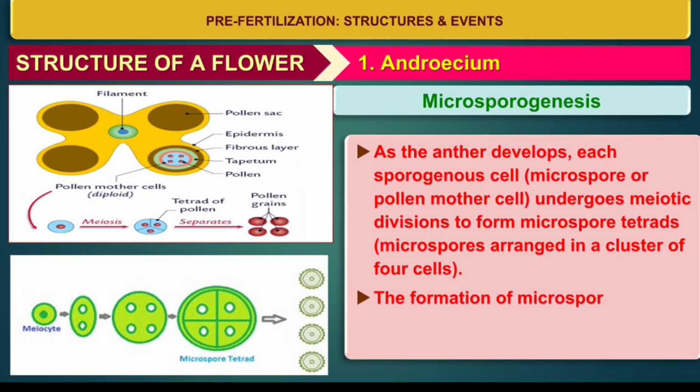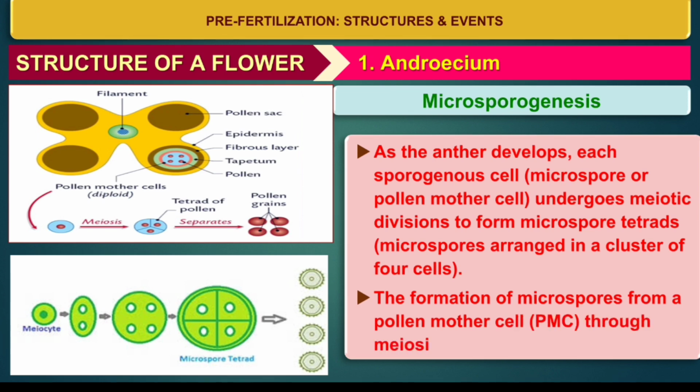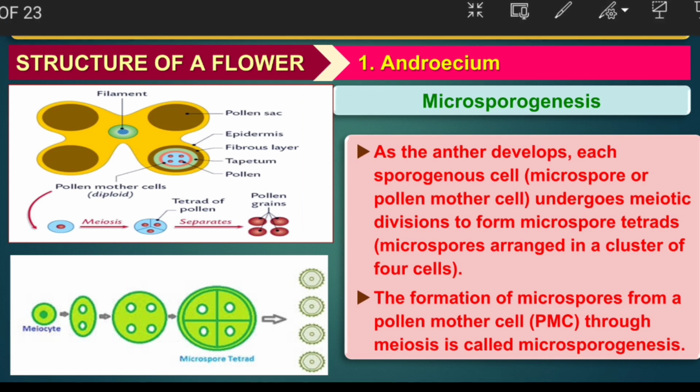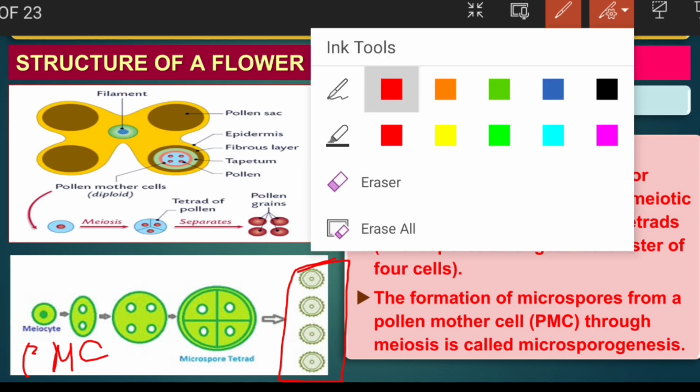So the formation of microspores from the pollen mother cells, that is PMC, through meiosis is called microsporogenesis. So what is PMC? Pollen mother cells. It results in the formation of a tetrad, and this process we call microsporogenesis.